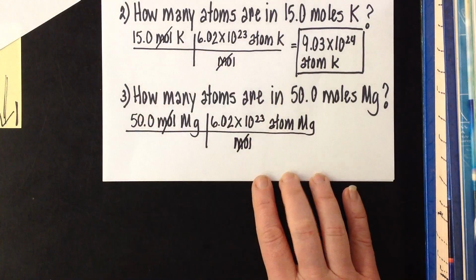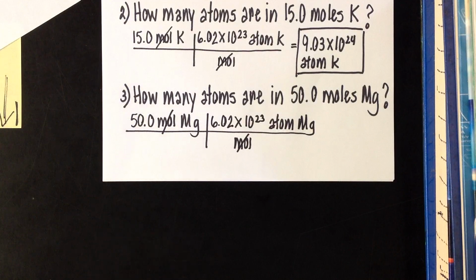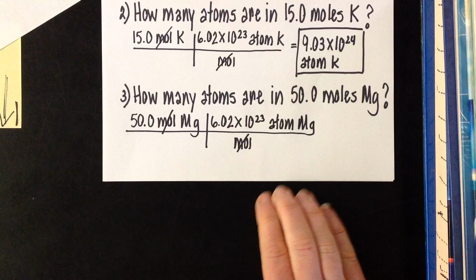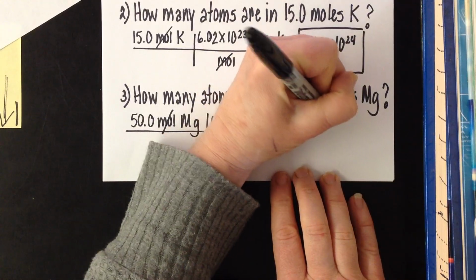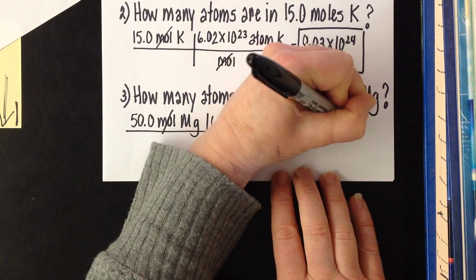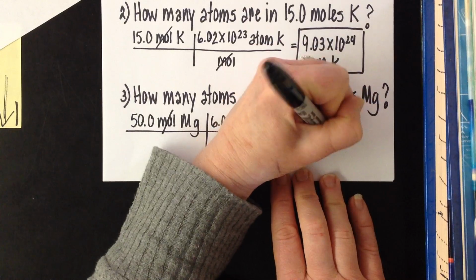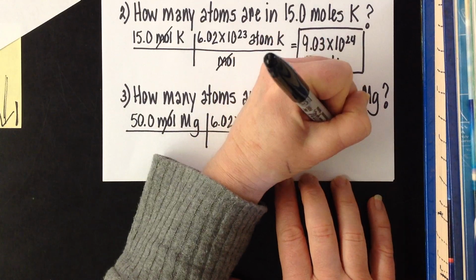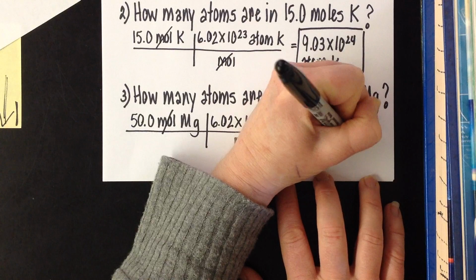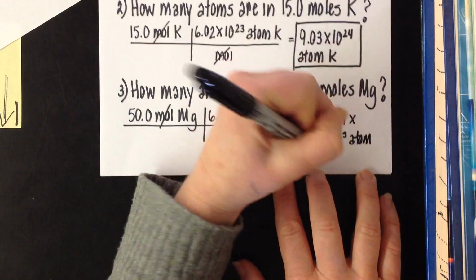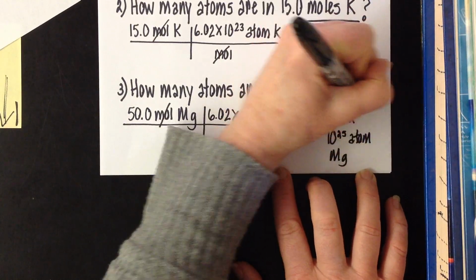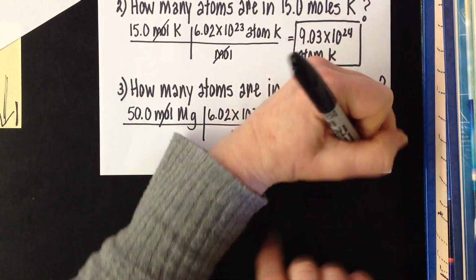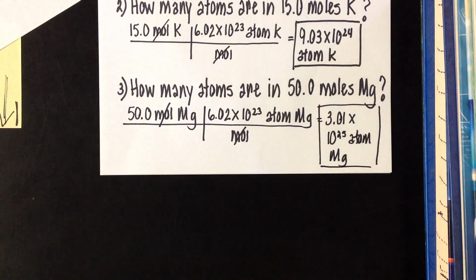We're ready to multiply across the top, and if you multiply 50 by 6.02 times 10 to the 23rd, you are going to get 3.01 times 10 to the 25th, I'm running out of room here, atoms of magnesium. 3.01 times 10 to the 25th atoms of magnesium.